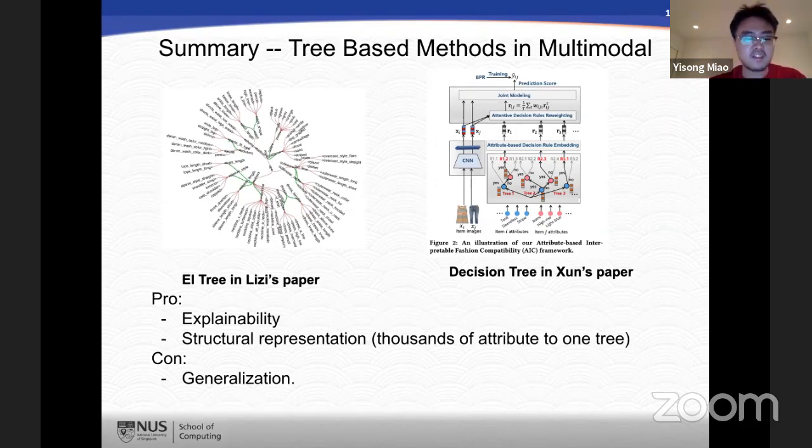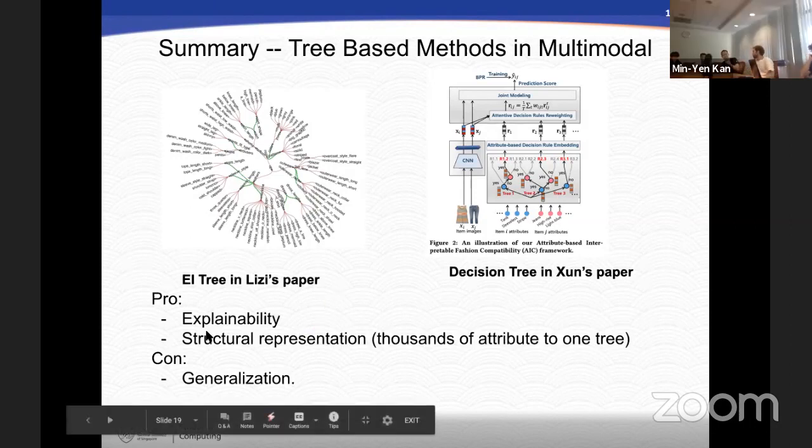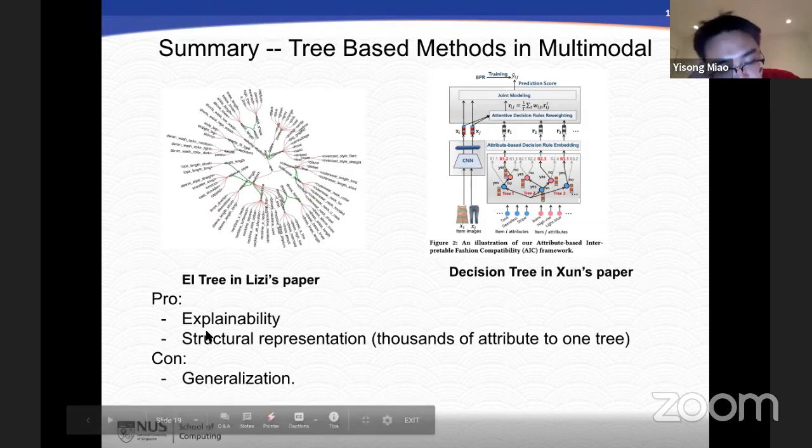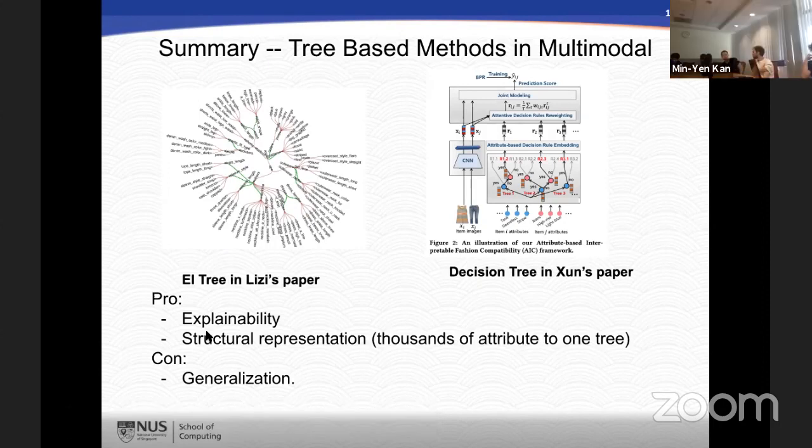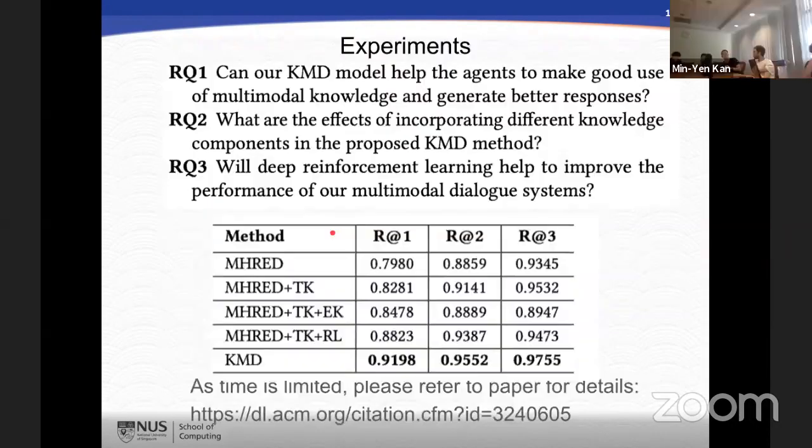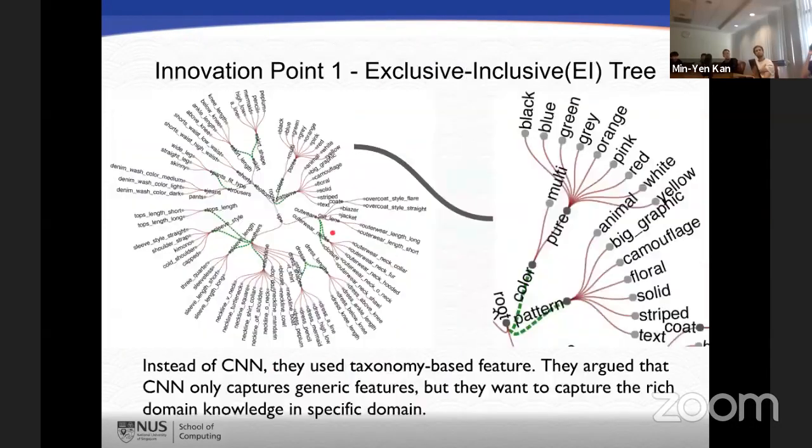Thank you. Can I ask one question? Yeah, sure. Go ahead, buddy. So actually, I didn't quite understand how the EI tree is used in the first paper. For example, how is an EI tree different from a knowledge base, and how are features extracted from an EI tree?